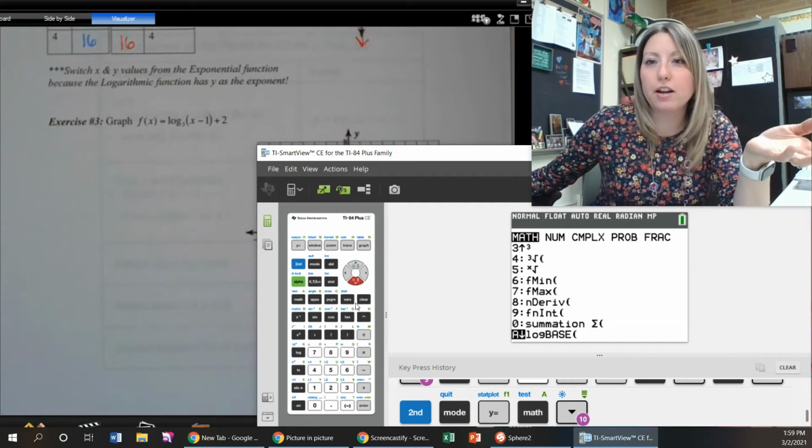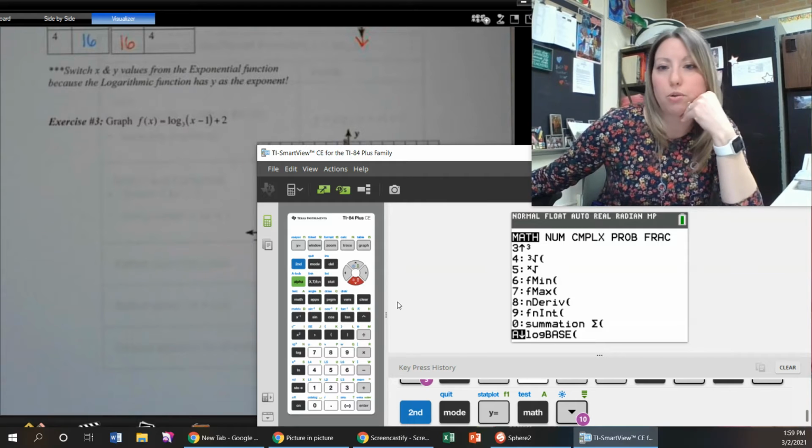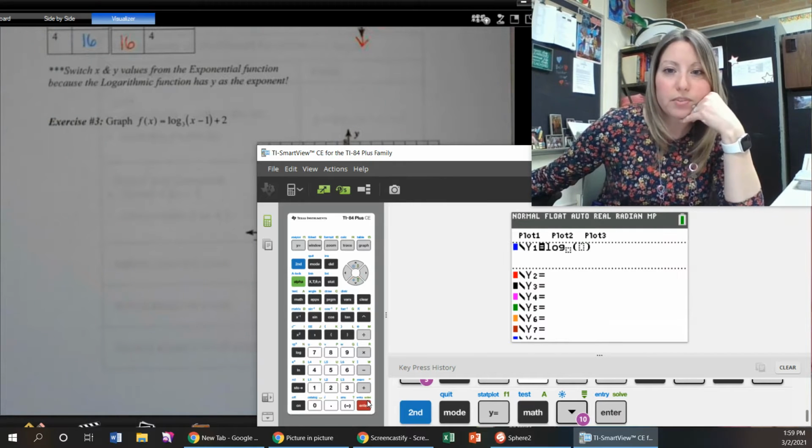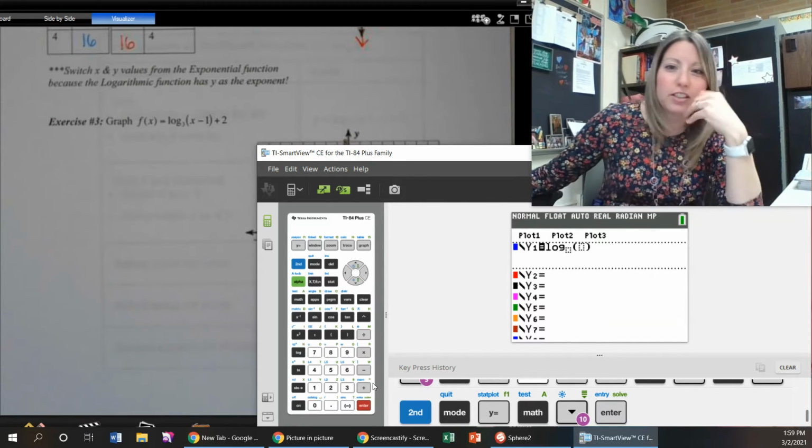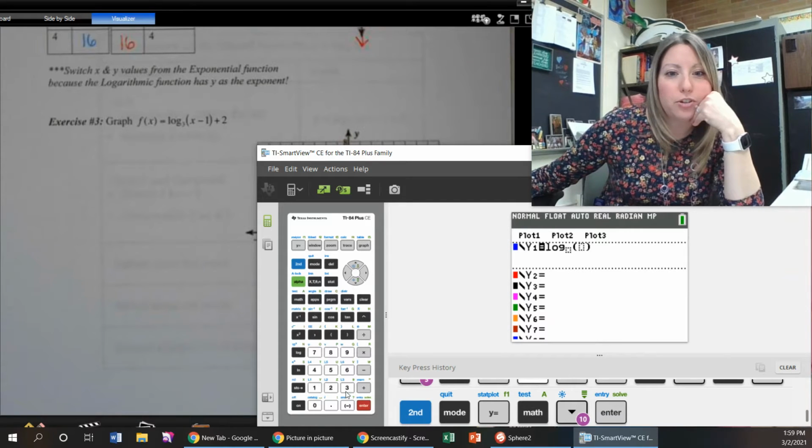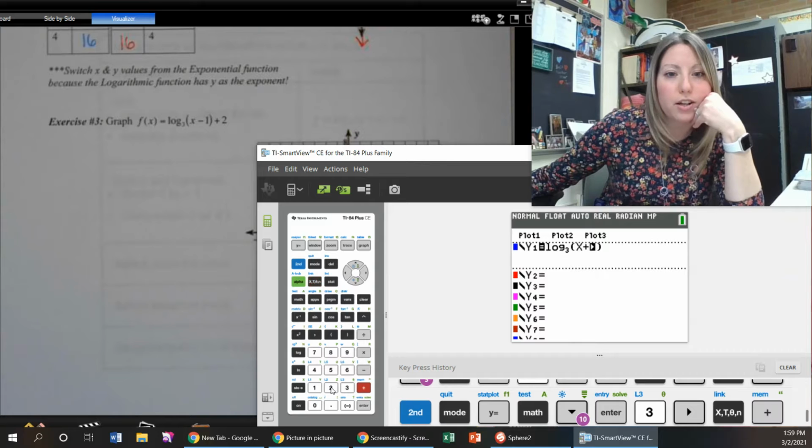All my stuff is based on having an 83, and a couple of you still do. So sorry. At least you have this for your graphing. Here's where I can put my base 3, and then I arrow into my parentheses, and I put my x plus 1 in the parentheses.